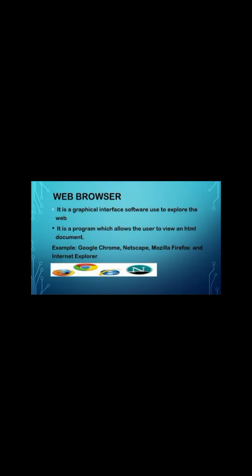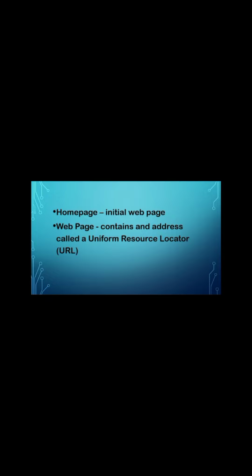Web browser. It's a graphical interface software used to explore the web. It's a program which allows the user to view an HTML document. Examples are Google Chrome, Netscape, Mozilla Firefox, and Internet Explorer. Homepage. Initial web page. The web page contains the address called a Uniform Resource Locator or URL.